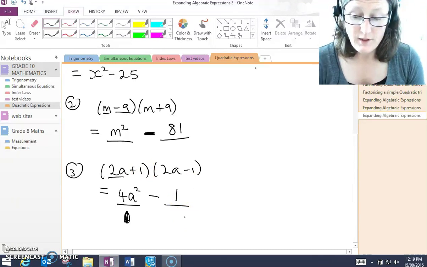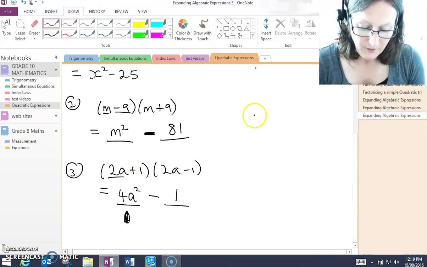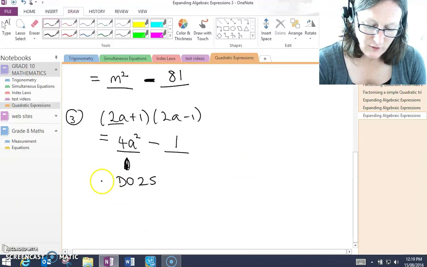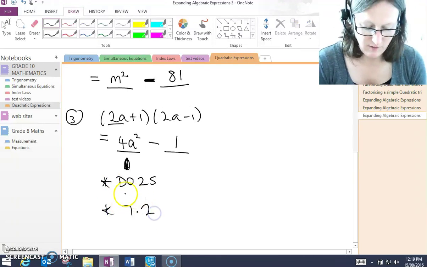So this is called the difference of two squares. Difference of two squares, and again, if you're needing to do some for practice, then in the textbook it is exercise 7.2.